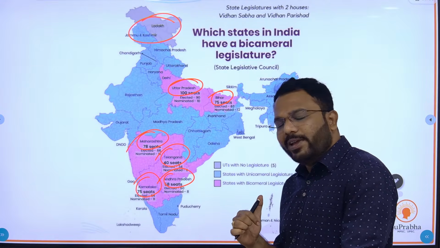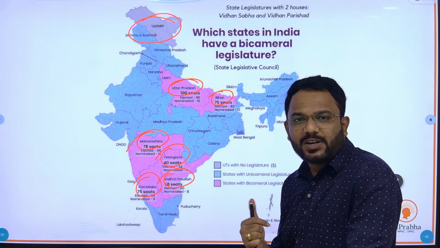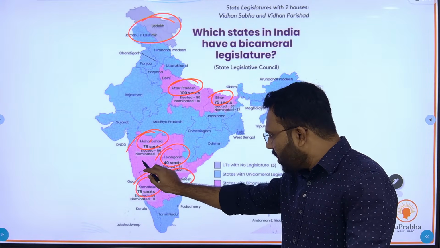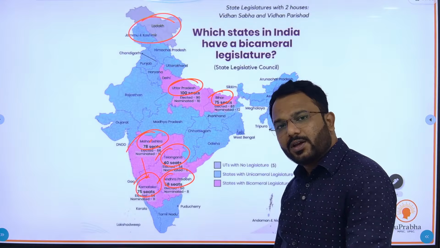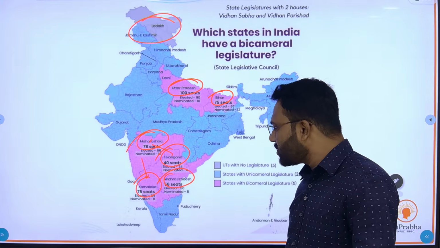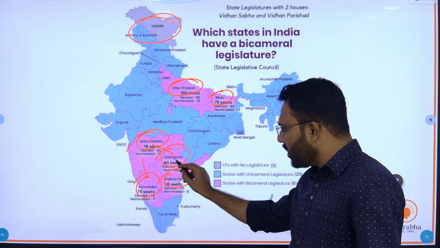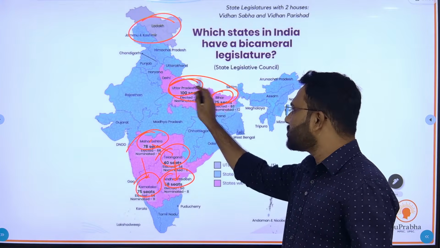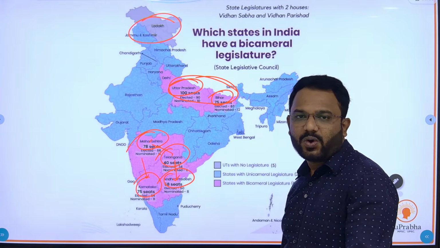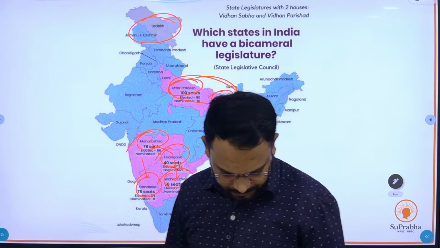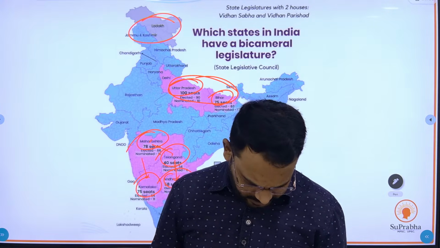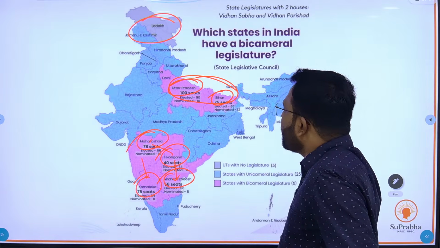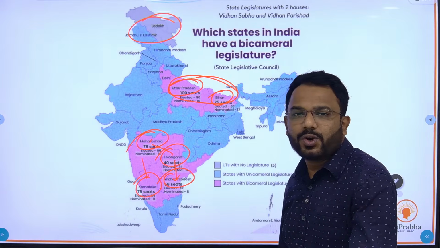Now how will you remember which states these are? Take a reference point, Maharashtra. To the south of Maharashtra we have Karnataka. To the east of Maharashtra we have Telangana, and it is also connected to Andhra Pradesh. And here are these two sister states, UP and Bihar. Remember it in this way, so it will be easy for you to recall.